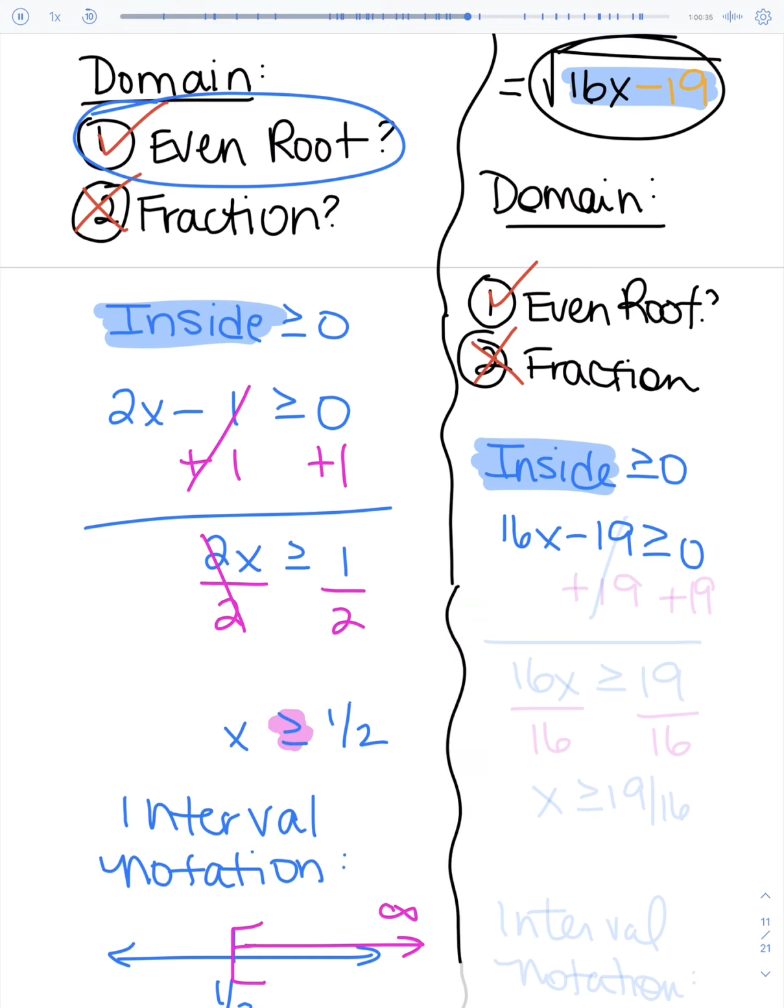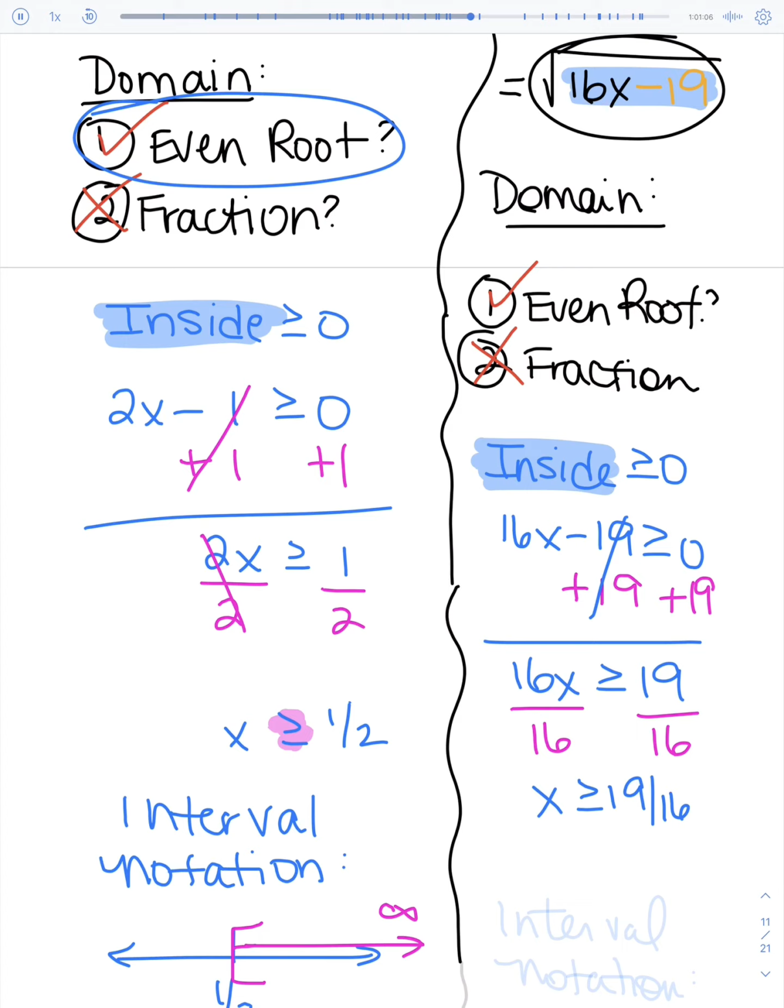So how do we solve this? We're going to add 19 to both sides. And that will give me 16x is greater than or equal to 19. And then we'll divide both sides by 16. And that will give me, let's see, x is greater than or equal to 19 over 16. And that's really all I can do because 19 over 16 cannot be reduced.